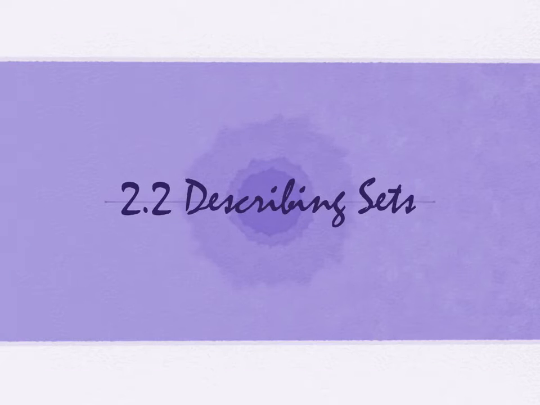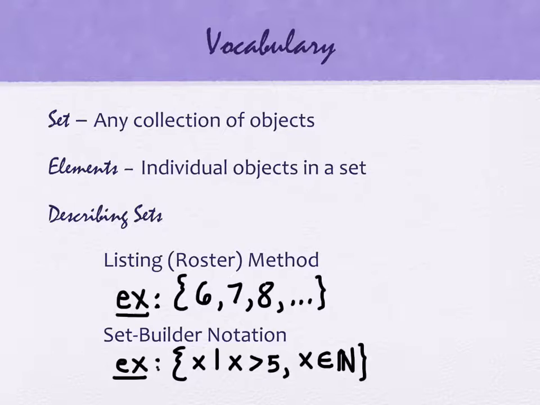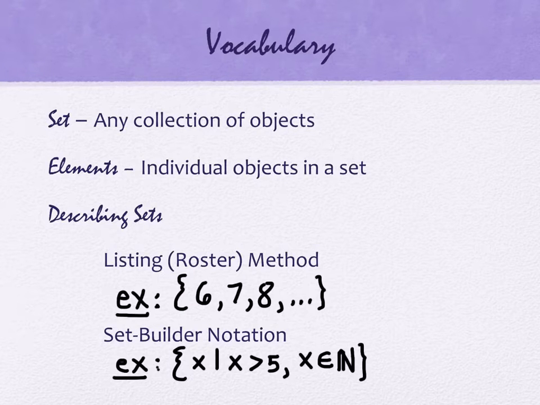Section 2.2 was about describing sets, and one of the big ideas that we had talked about last time is what sets were and what a null set in particular was. And I think that's kind of where we got left off. So we were talking about a set is any collection of objects, and we talked about the elements or the items that are in that set.